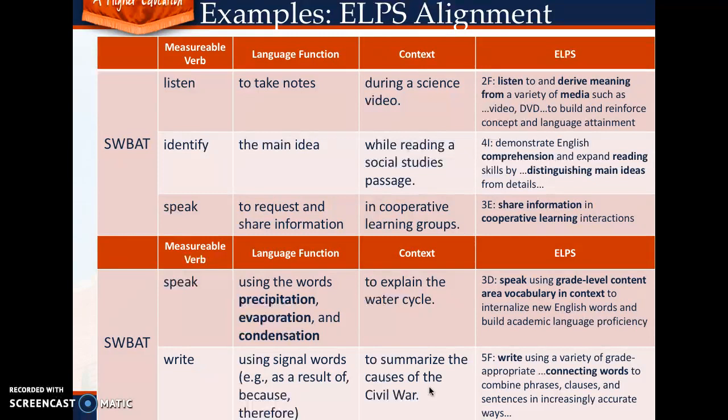So then you can come up with, well, I want them to write. What do I want them to write? I want them to use specific structures of signal words while they're writing. The function then is to summarize. And what do they summarize? Well, that's related back to your content objective, which was about the causes of the Civil War. So that's based on ELPS 5F, right, using connecting words.